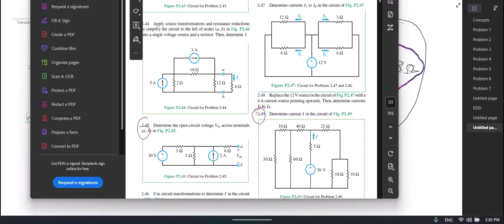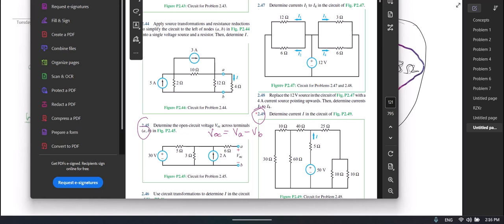So with this being labeled positive and this being labeled negative, all that means is when you find VOC, what you're finding is the voltage at A minus the voltage at B. Oh, okay. So it doesn't indicate ground, right? It does not indicate ground.